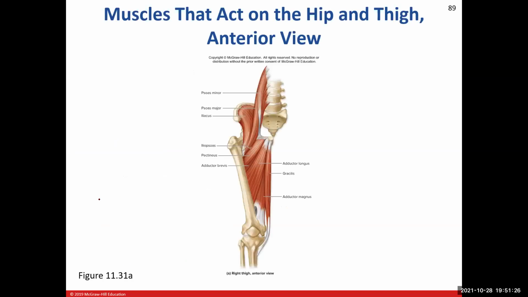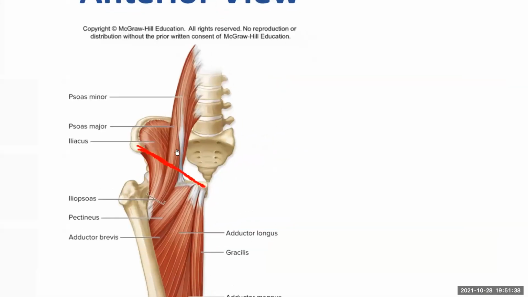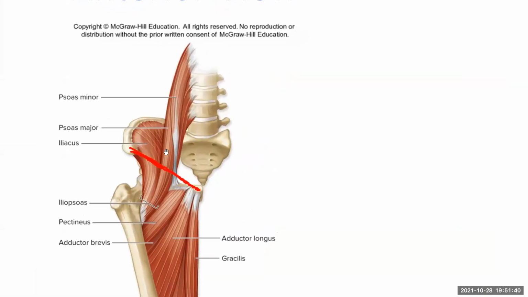So here you can see some of our muscles here. And I'm going to draw this line here. That's the inguinal ligament, let's say. And we'll zoom in. And here is psoas major, psoas minor. You don't need to know it for identification purposes. It sits right on top of it. But here's psoas major. And then here's iliacus. And they kind of come together here and form iliopsoas.